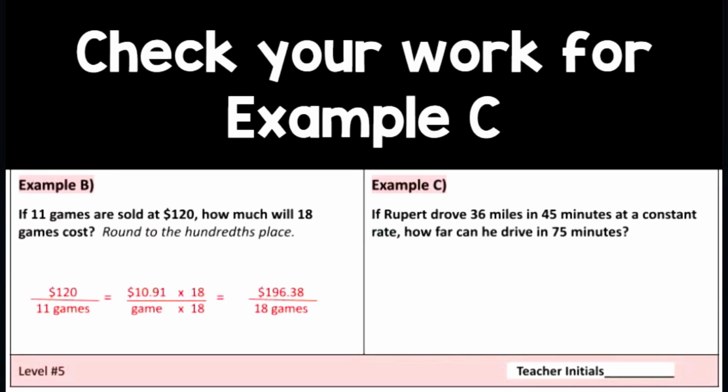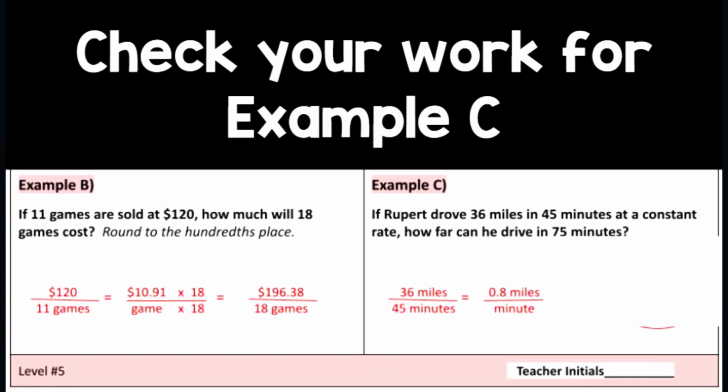All right, let's go over example C. Example C says, if Rupert drove 36 miles in 45 minutes at a constant rate, how far can he drive in 75 minutes? So this problem is asking us about minutes. So when I set up my division problem, I'm going to make minutes the second number, or the denominator. So we should have 36 miles divided by 45 minutes. When I do 36 miles divided by 45 minutes, I get 8/10 miles per minute.